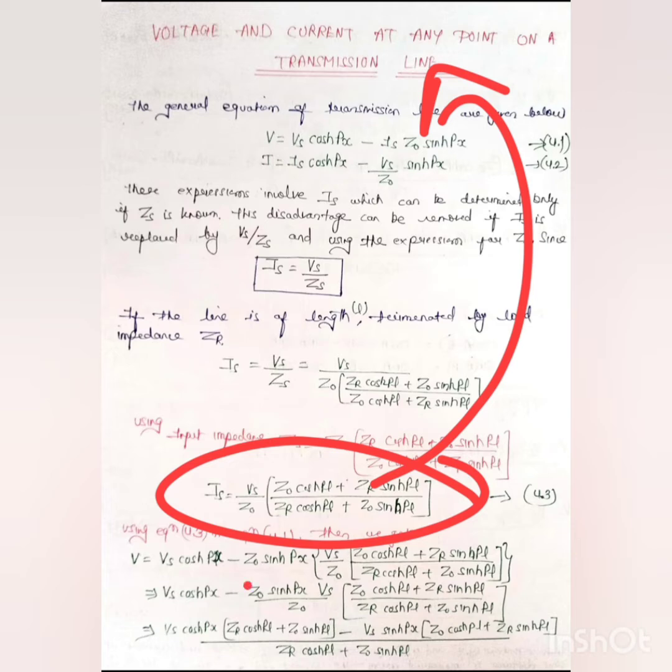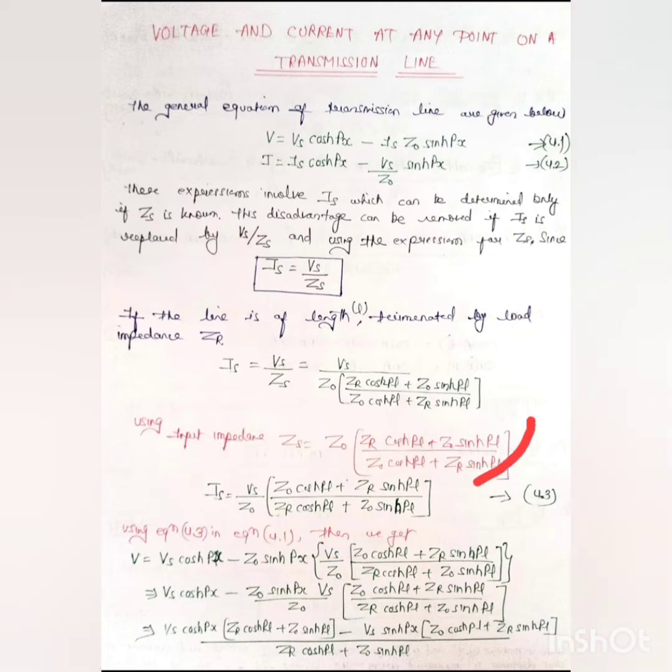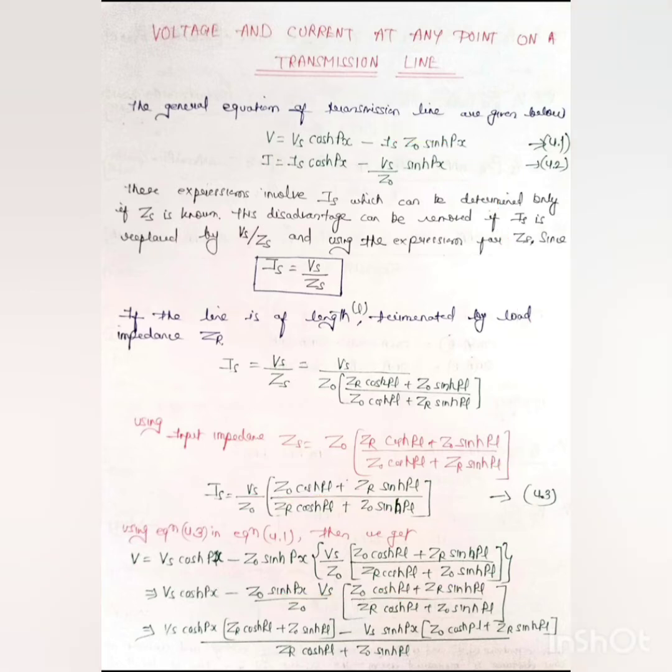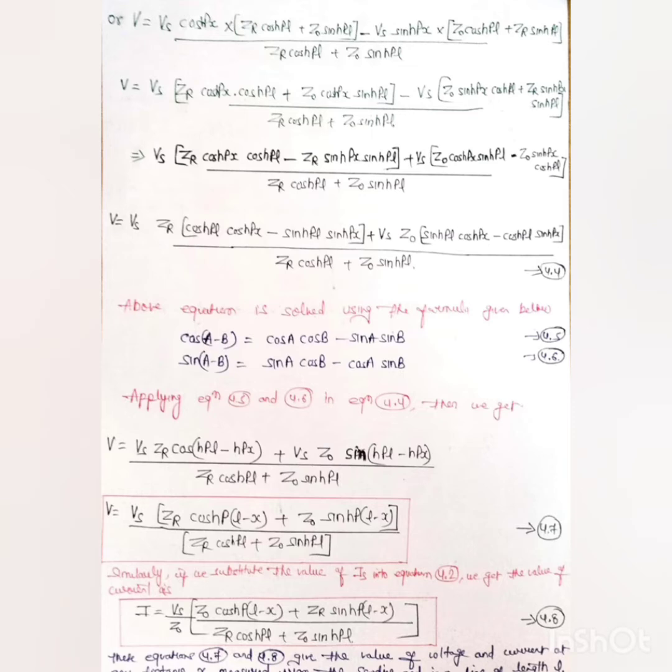Here, in place of I of s, we put this expression, and after putting this expression we get this expression. After solving for the denominator and numerator, we get this expression. Moving on to the next page, after solving for common terms, V of s is taken as common, cos hyperbolic of px we take common here, and here also V as sine hyperbolic of px is taken.